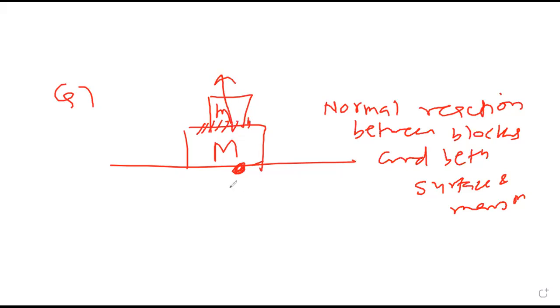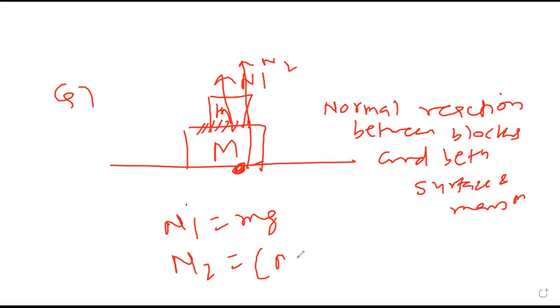See, on this, the normal reaction will be only due to this mass. So if this you call N1 and this you call N2, then N1 will be mg and N2 will be capital M plus small m into g. Clear? Because when 2 blocks, 3 blocks question comes, remember, the lower blocks will always have higher normal reaction. As you go up, normal reaction will start reducing.